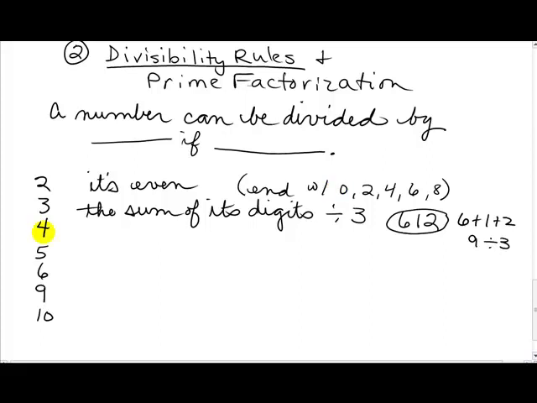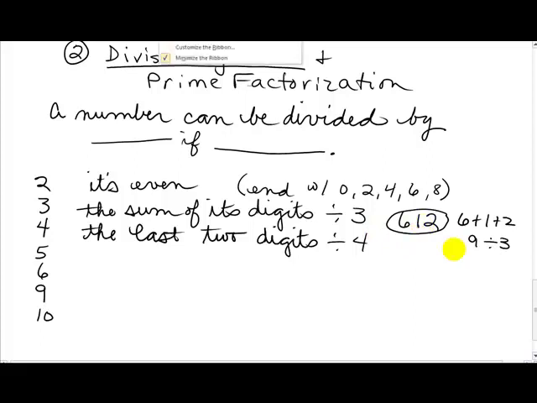Very helpful. 4. A number can be divided by 4 if the last 2 digits can be divided by 4. So in this number 612, if I look at the last 2 digits, 12 can be divided by 4. So that means the whole number, 612, can be divided by 4.